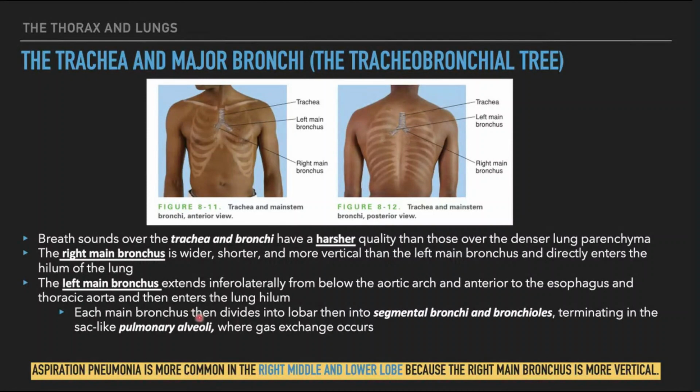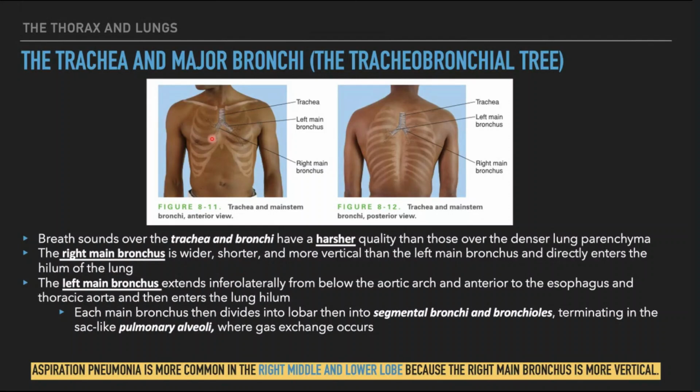Each main bronchus then divides into lobar and then into segmental bronchi and bronchioles, terminating in the pulmonary alveoli. And this is the gas exchange area of the lungs. Aspiration pneumonia is more common in the right middle and lower lobes because the right main bronchus is more vertical, so aspirated material tends to enter there.